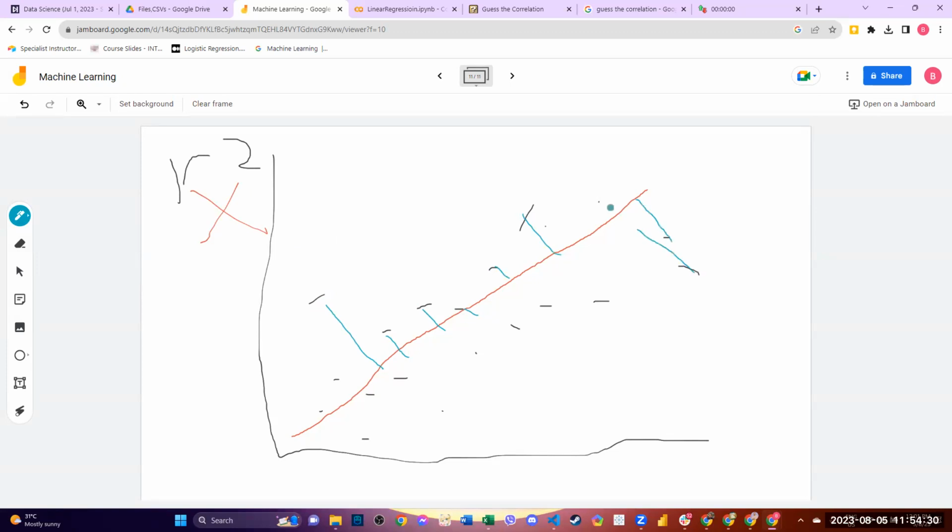So the distances of the point to the trend line are computed as the sum of errors. Okay? So these distances are computed as the sum of errors. The longer the point is from the trend line, the greater the value of the error. Okay? So what are you going to do with the sum of errors?